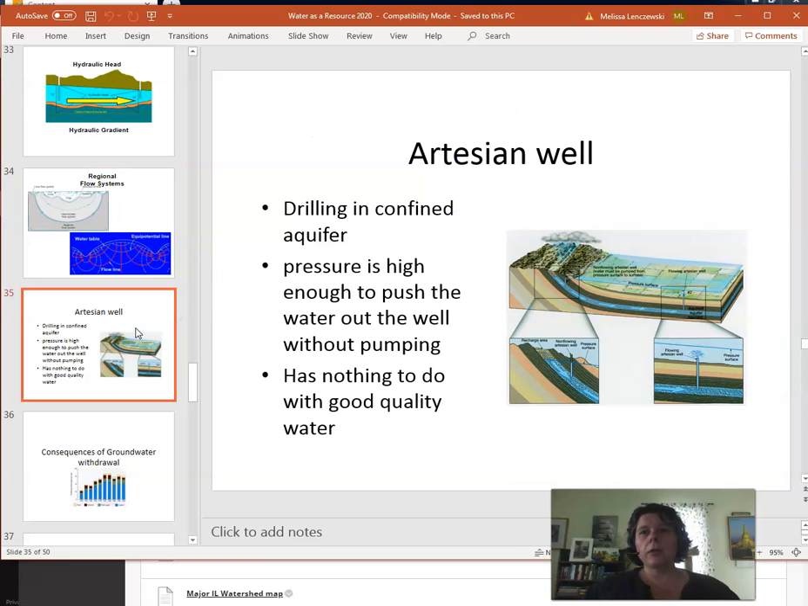The last thing I want to talk about today is artesian wells. We've all seen these. There's water out there that says it's artesian well water. And artesian well water is perfect. You can buy artesian well water bottles. Okay, well, what does artesian water mean?